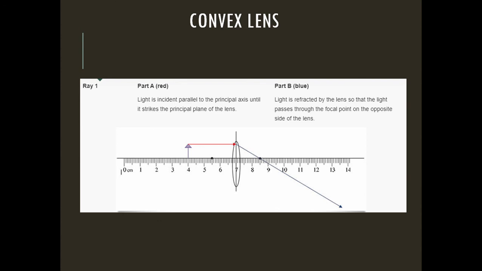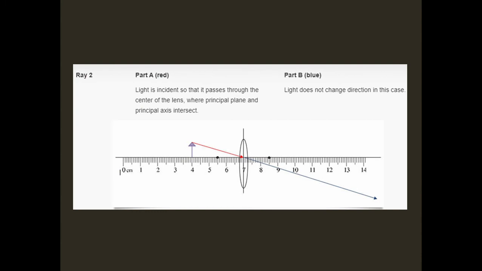Usually we need three different light rays in order to create an image. So this is just the first one. Let's analyze the following two. Okay, this is ray number 2, part A. Light is incident so that it passes through the center of the lens, where principal plane and principal axis intersect.